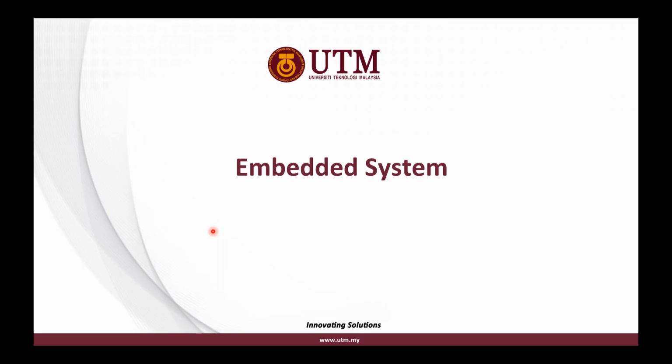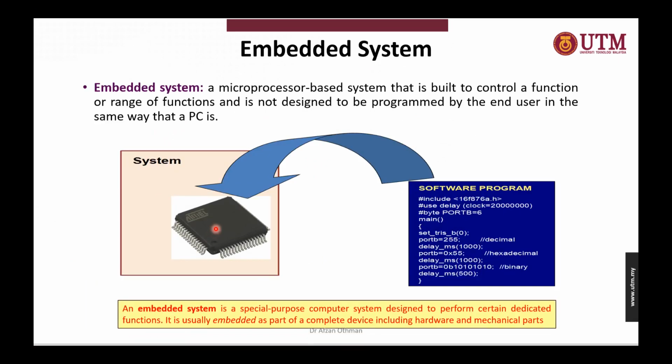All right, so now we're going to look at the embedded system. What is the definition of an embedded system? An embedded system is actually a computer system with a dedicated function. It has a dedicated function within a larger mechanical or electrical system, and it is not designed to be programmed by the end user in the same way that a PC is.